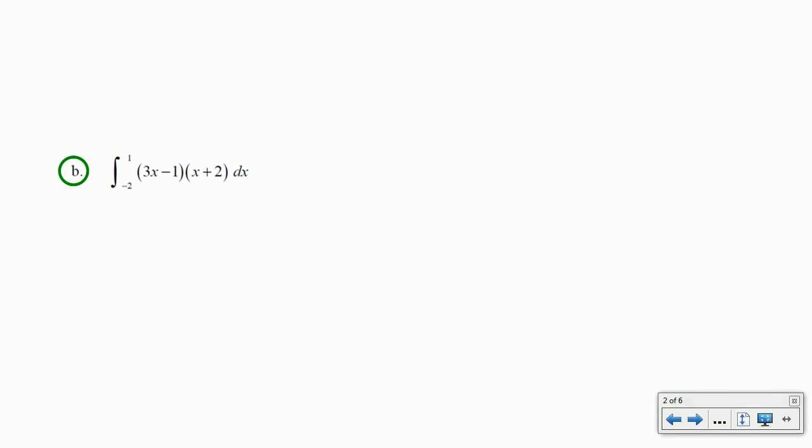I'm going to leave part B for you to do. I'm going to leave it to you to prove that the result is -4.5. I'll give you one hint though. It would be helpful to expand and simplify this before you integrate it.